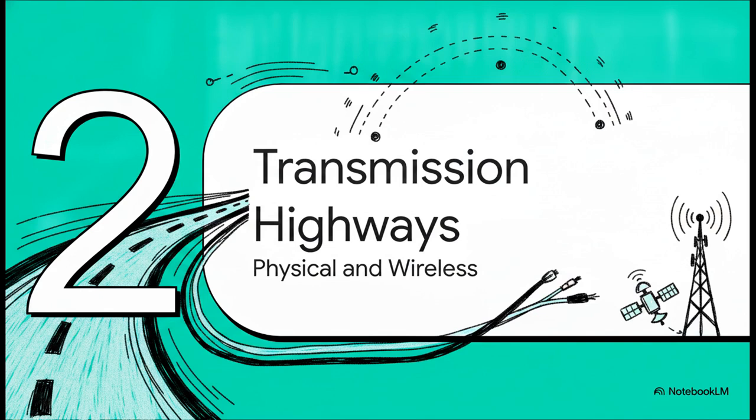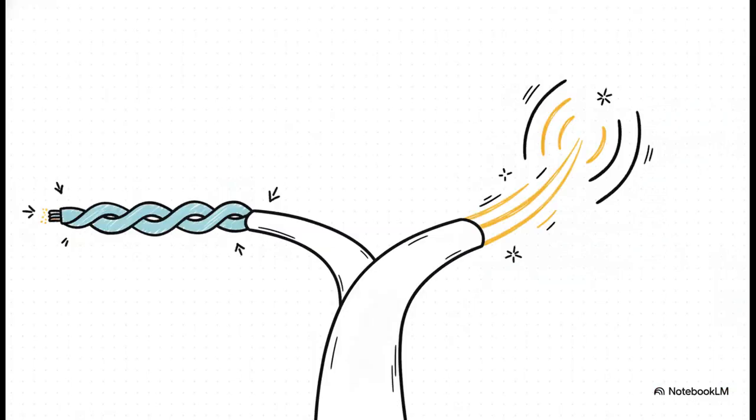Which brings us to part 2, the physical transmission highways. Once your device encodes that data, it needs a road to travel on. So right from the start, our data hits a major fork in the road. It can travel on either guided media or unguided media.